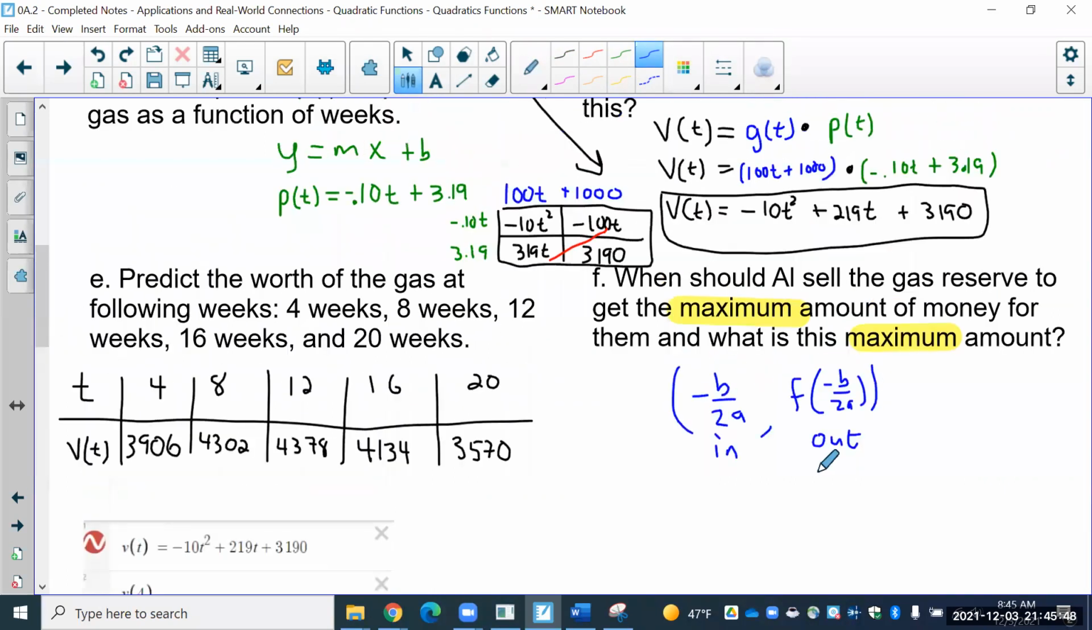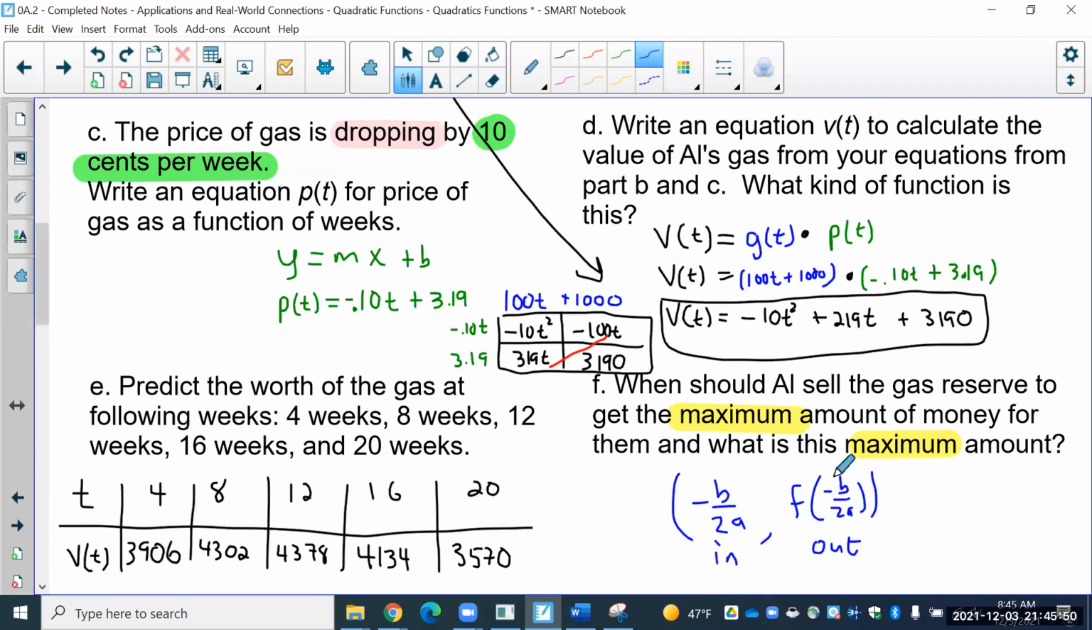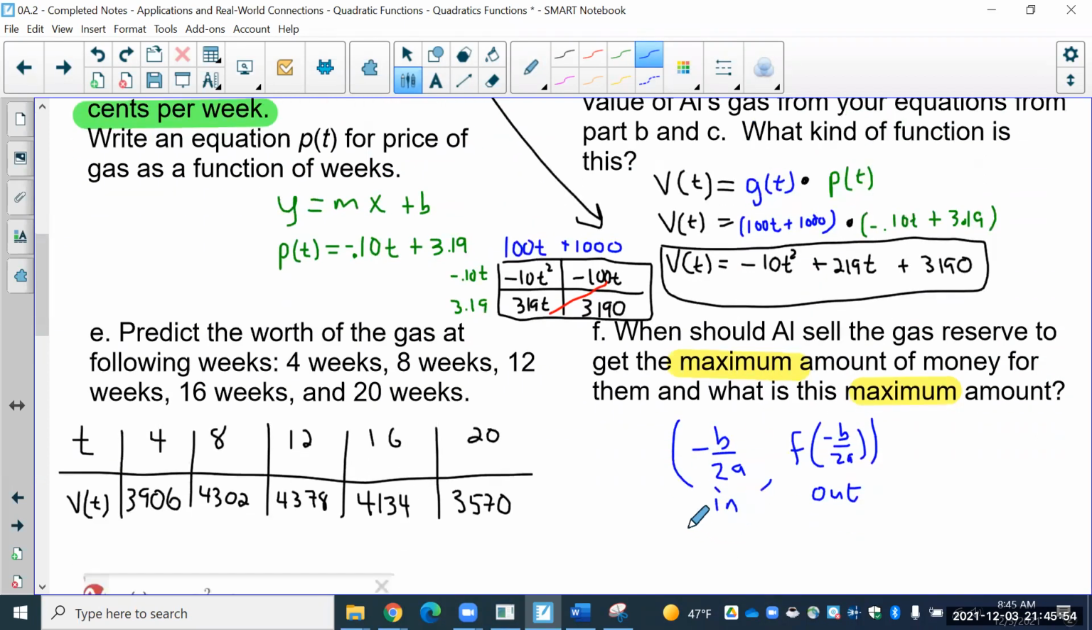I always like students to know what is happening before they start. So what is our input? Our input is t, right? But our input is t in weeks. That's important to be able to answer the actual question. The question says, when should they sell this? So if I get an answer, I don't want to say days, it's weeks. And the output is v, or value, which is going to be measured in dollars. And that will answer the second part of how much money this is.